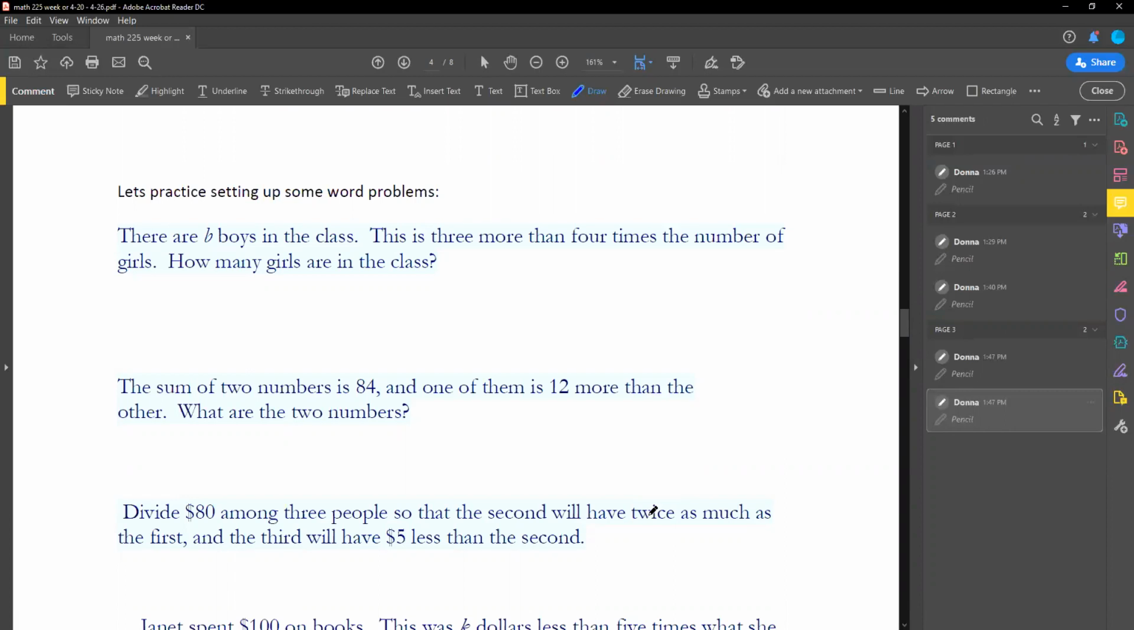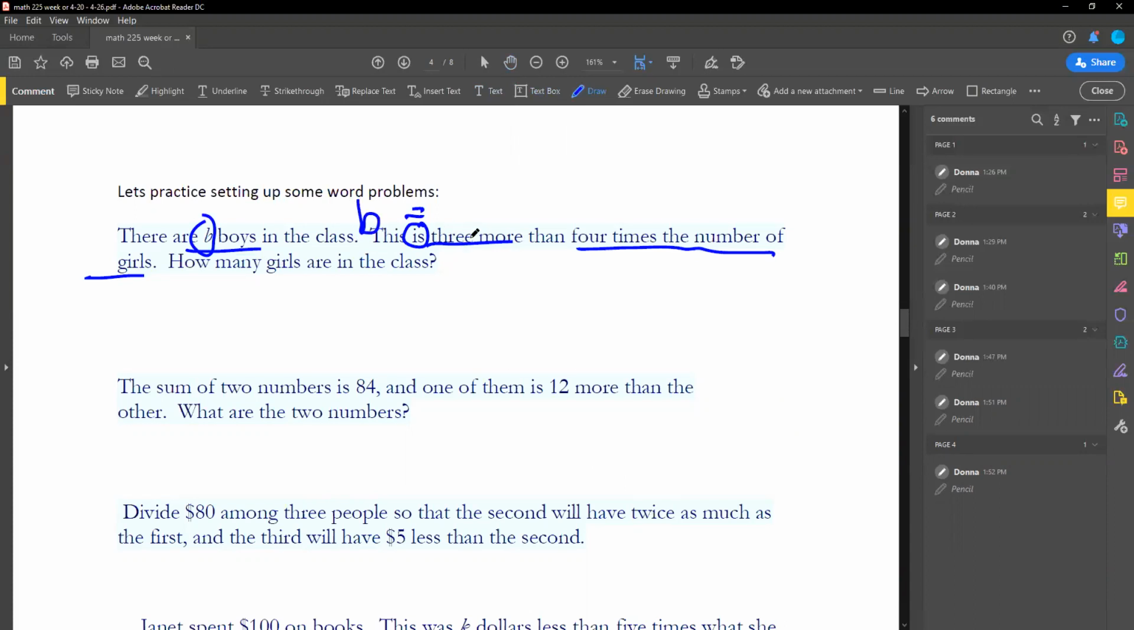Okay. So I'm going to read it. First I read it. There are B boys in class. There's 3 more than 4 times the number of girls. How many girls are in the class? So there are 2 sentences. I'm going to read this one at a time. B boys. All right, so that's a variable. This is 3 more than 4 times the number of girls. So I kind of write it up there. This is, when I find my "is," that's usually equal. What is boys? Right. So that's B.